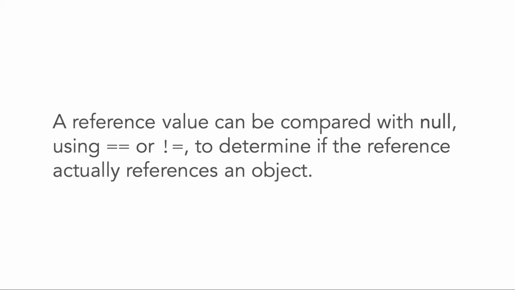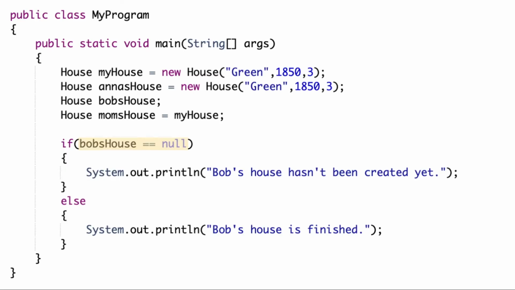A reference value can be compared with null using the equal equal or not equal operator to determine if the reference actually references an object. As we did before, we can use the equal equal or not equal operators to determine if a reference actually points to an object. In this example, bobsHouse does not reference an object and is therefore null.